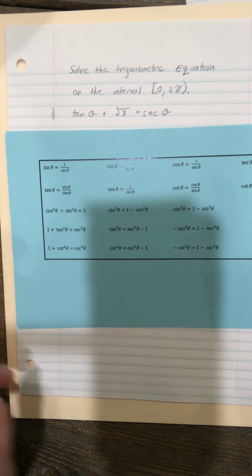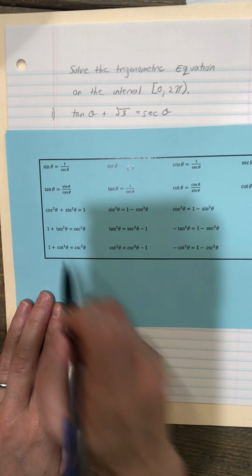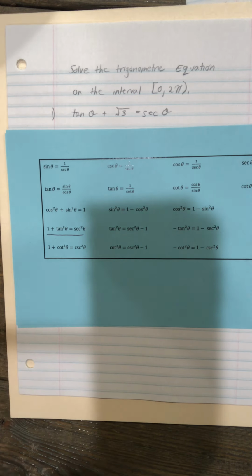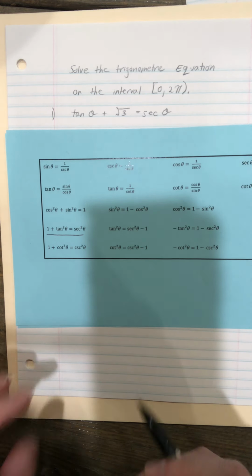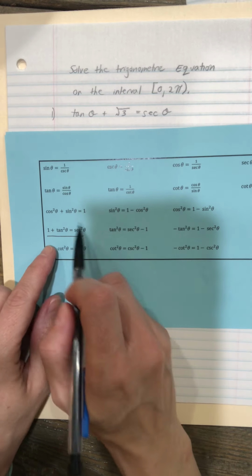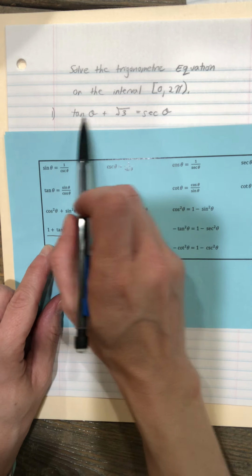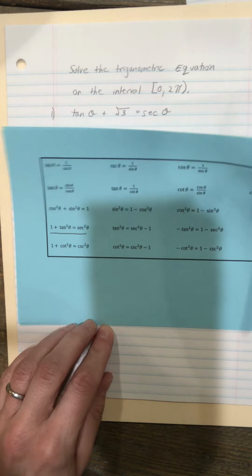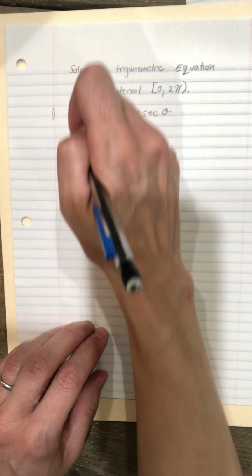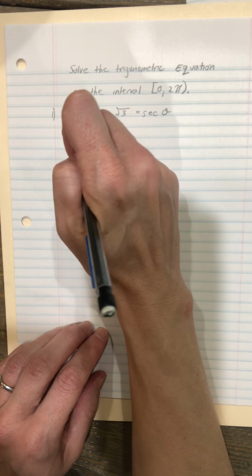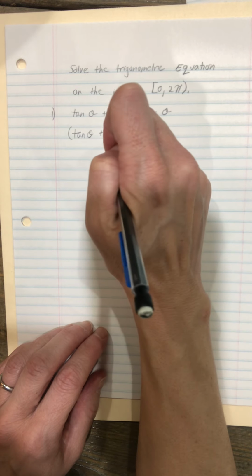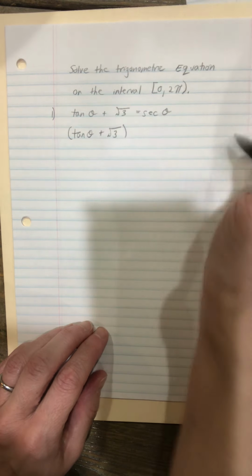Now when we go to our identities that we're all familiar with, we do see a relationship between tan and secant. However, both tan and secant are squared in this relationship. So I'm going to think, how can I somehow use this relationship? These are not squared. Well, what I'm going to do is take my original and square both sides.